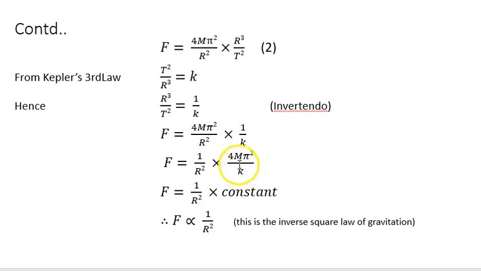Now students, the mass of the planet is a constant. So 4 m pi square upon k, the entire term, becomes a constant. So we get F is equal to 1 upon r square into constant. And the relation between force and the distance r is as follows. Force is inversely proportional to r square. This is the inverse square law of gravitation.